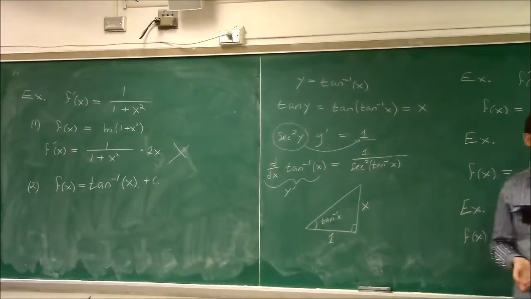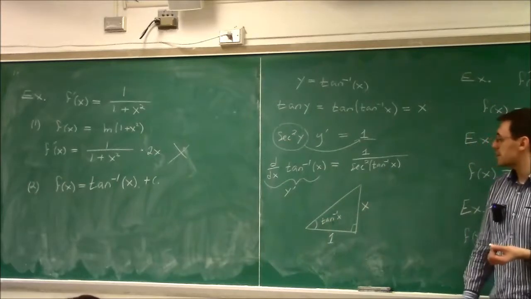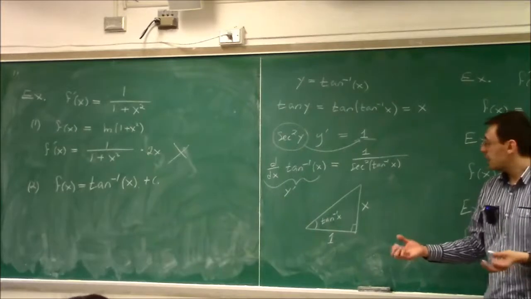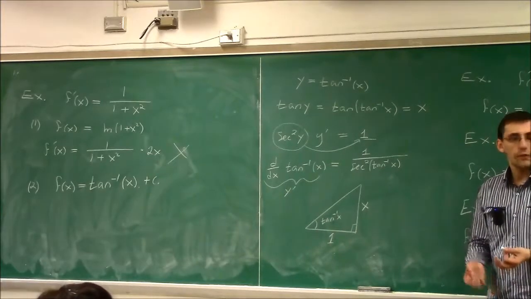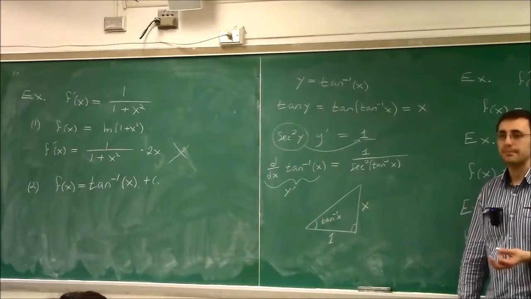Now I want to simplify this formula. So I draw a right triangle, and I interpret what tangent inverse is. Tangent inverse is an angle. And if I apply tangent to it, I should get x. Now if I apply tangent to an angle, I get opposite over adjacent.